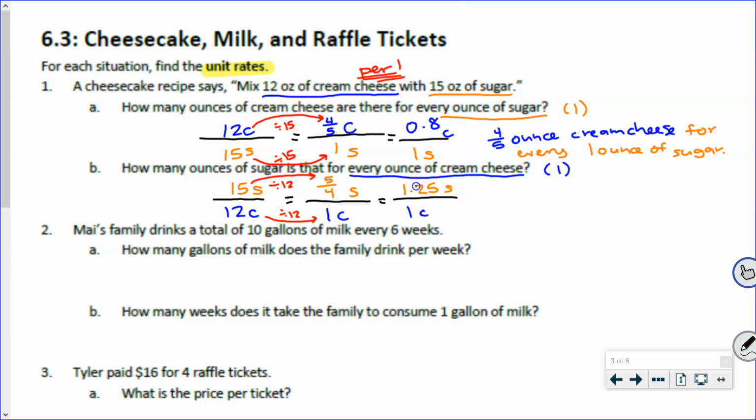Again, this is very mathy. So let's write it out quantitatively. 5/4 of an ounce of sugar for every 1 ounce of cream cheese.